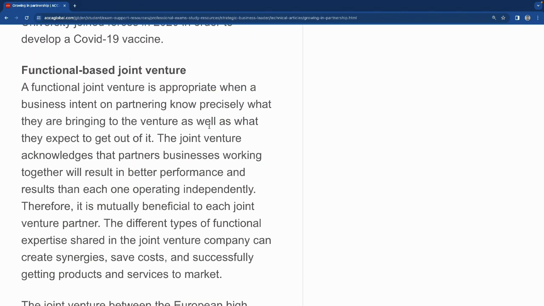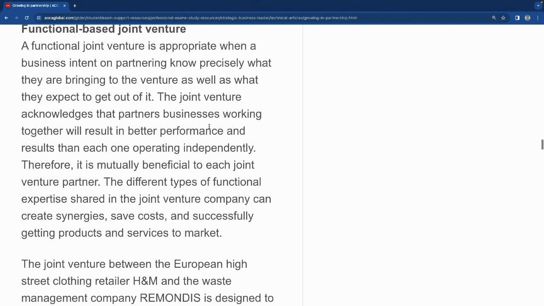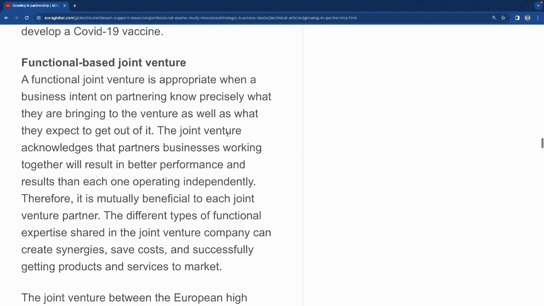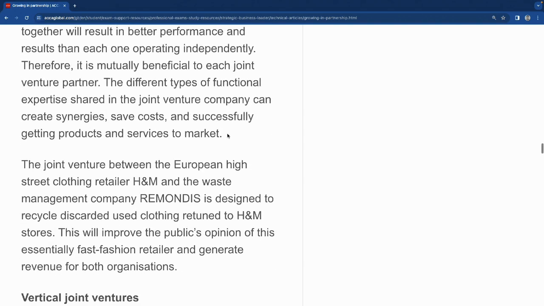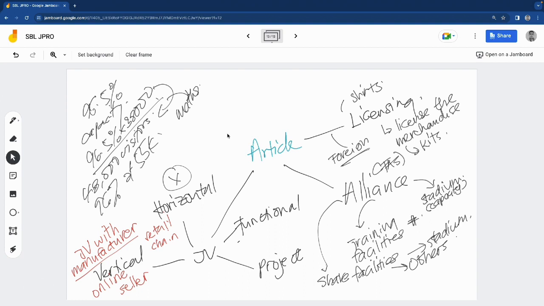Now on this side, functional JV, it's possible the company may want to think about organizing for a functional issue. Now, which function is it that they are not very good at? They might not be very good at sponsorship. So they might have a sponsorship JV, somebody who specializes in sponsorship, getting the good sponsors in.